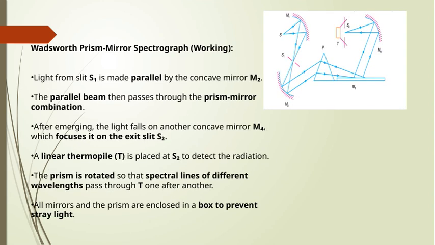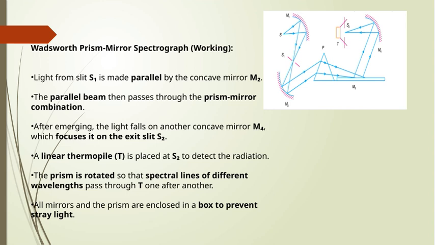Now let's walk through how the Wadsworth prism mirror spectrograph works. First, light enters through slit S1, and it's made parallel by the concave mirror M2. This step is crucial because having a parallel beam ensures accurate dispersion of the light later on. Next, this parallel beam passes through the prism mirror combination. The prism is responsible for dispersing the light into its component wavelengths, creating the spectrum we're interested in observing.